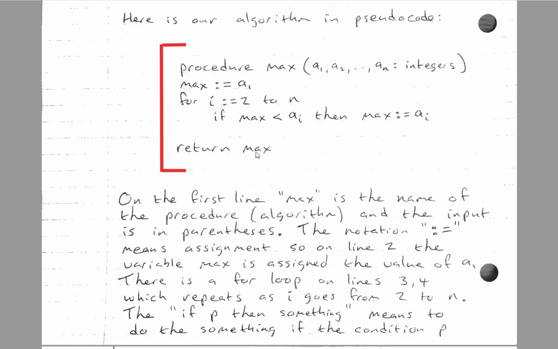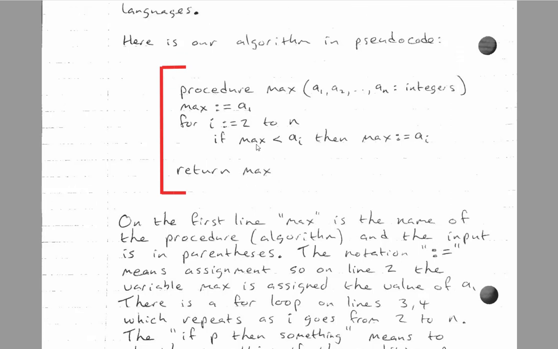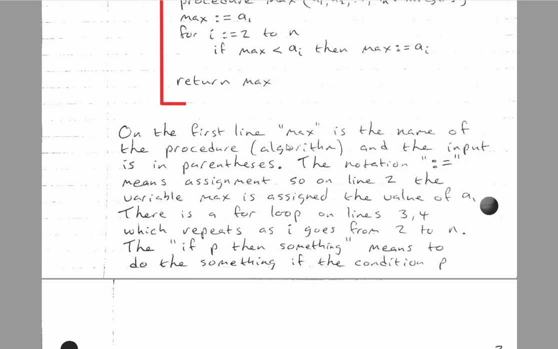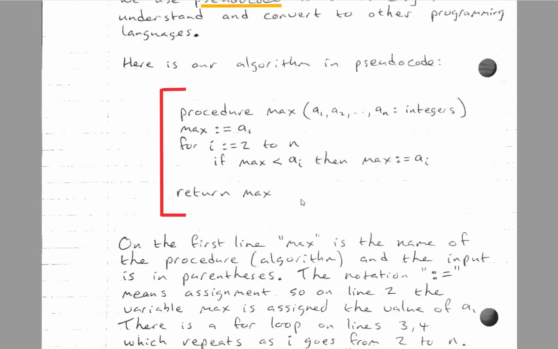And finally, return. The return gives the output, and the output is whatever number is stored in max. That's the biggest number the procedure has found in the list. So that's the procedure written in pseudocode.